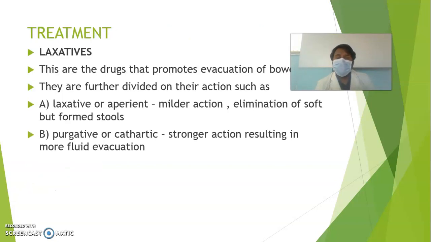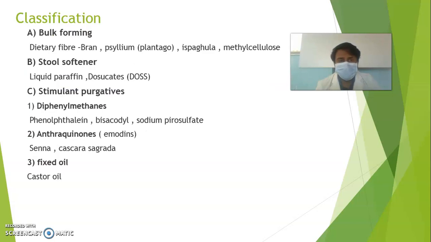So what are the particular treatments which will give a cure for constipation? These are the drugs which help in the evacuation of the bowels which were hard and dry, right? So these are different classifications. Let us see one by one. First is laxative. Some laxatives are milder in action. What they do is eliminate the stools by making them soft. Then there are purgatives, okay, which are stronger than the laxatives, resulting in more fluidic evacuations.